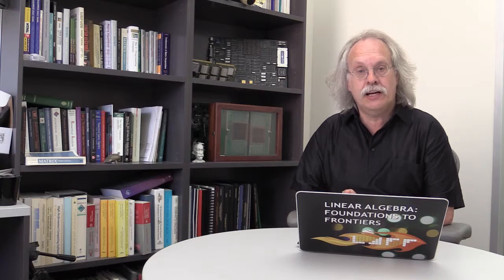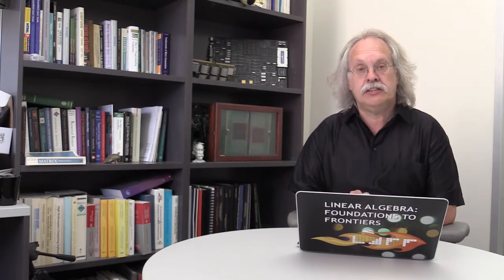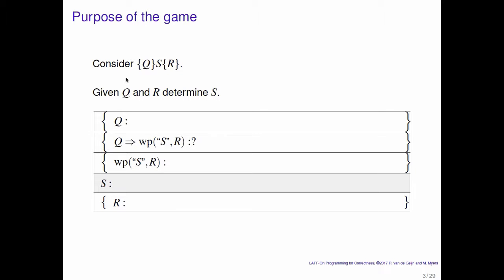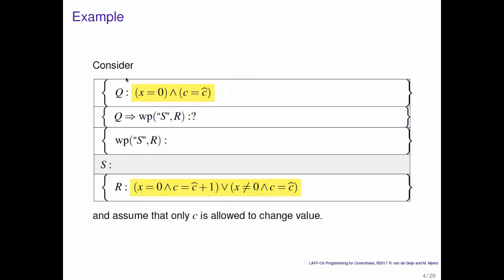So, while it must have been very exciting to systematically derive the skip command, obviously if that's all we can do, that's not going to be very exciting for very long. So let's look instead at how to derive another simple command, assignment to a simple variable. And all along, keep in mind that the purpose of the game is to determine command S where the precondition Q and the postcondition R are already given.